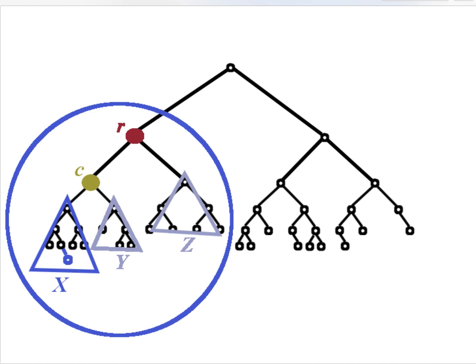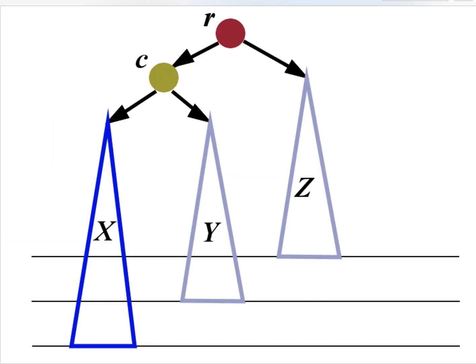We will only focus on the devils. So R, C, X, Y, and Z. And this is the picture that tells it all. X, Y, and Z are trees. They may be full of nodes that I decided not to draw. Actually, I had them on the previous slide and then I erased them. So these X, Y, and Z are actual AVL trees themselves.